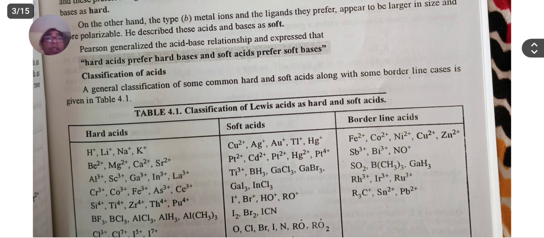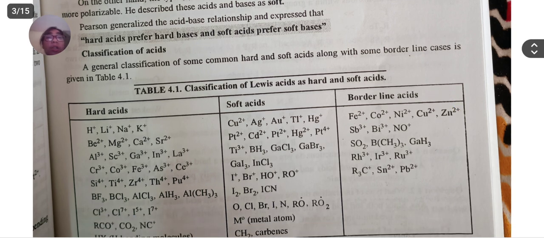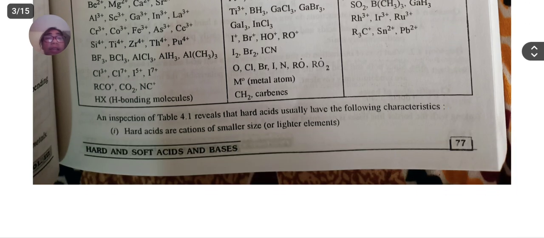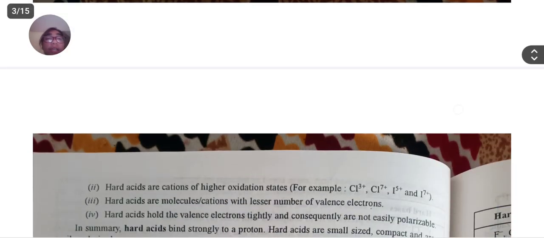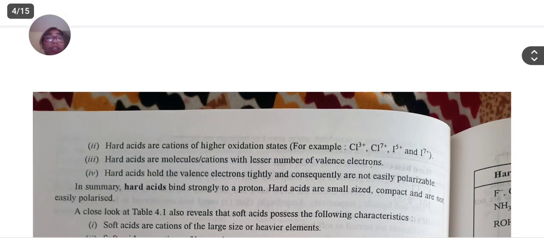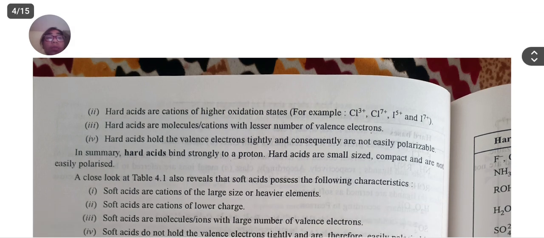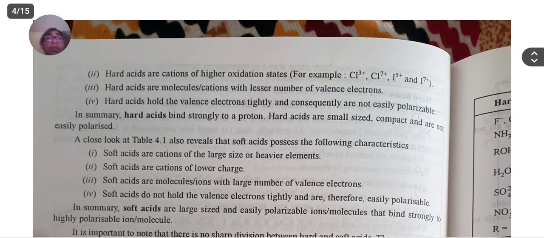Classification of acids. A general classification of some common hard and soft acids along with some borderline cases is given in the table. An inspection of table 4.1 reveals that hard acids have the following characteristics. Hard acids are cations of smaller size. Hard acids are cations of larger oxidation state. Hard acids are molecules or cations with a lesser number of valence electrons. Hard acids hold the valence electrons tightly and consequently are not polarizable. In summary, hard acids bind strongly to a proton. Hard acids are small in size, compact, and not easily polarizable.